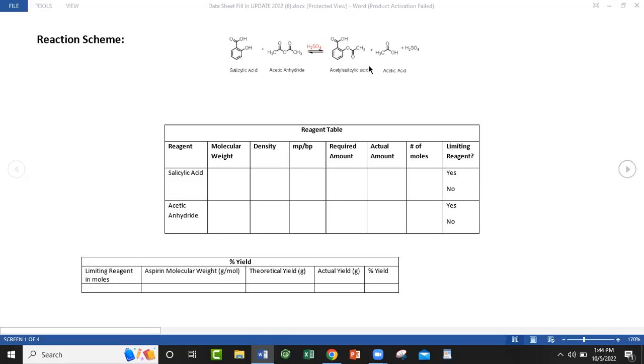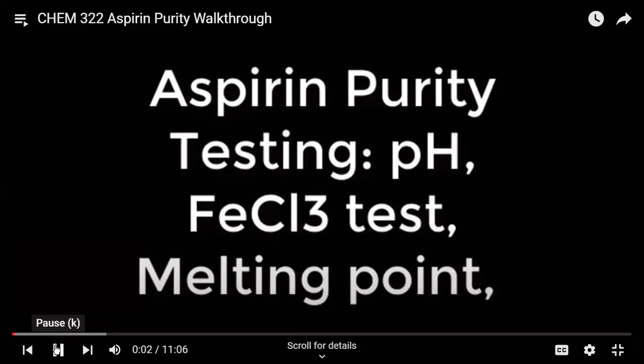But anyway, let's go back to YouTube, and then we're just going to get started. Of course, I'll interrupt as it goes. I'll pause and interject and make some comments also. So this is testing for aspirin purity. We're going to do the pH, iron chloride test, and the melting point all in this walkthrough.